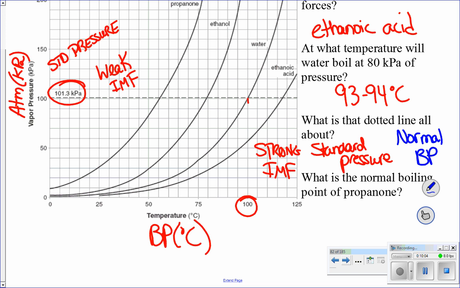If we want to determine the normal boiling point of propanone, we would use that same dotted line, figuring out where it hits propanone, and following it down here. That's going to happen right about 55 or 56 degrees Celsius. So normal boiling point just means your pressure is 101.3 kPa.